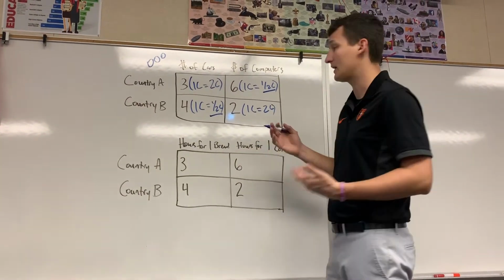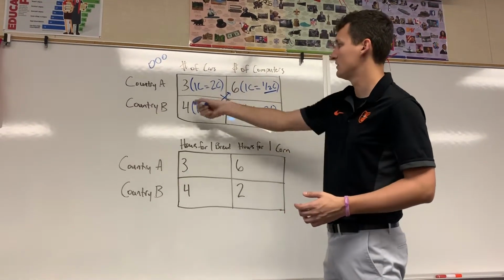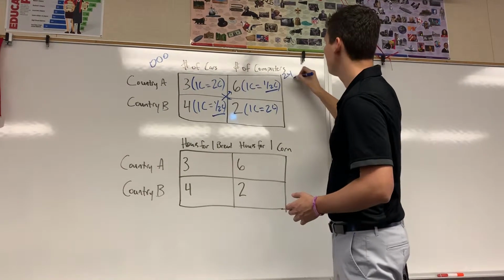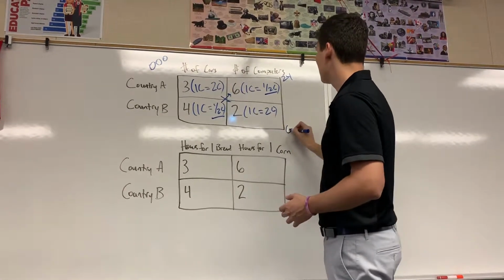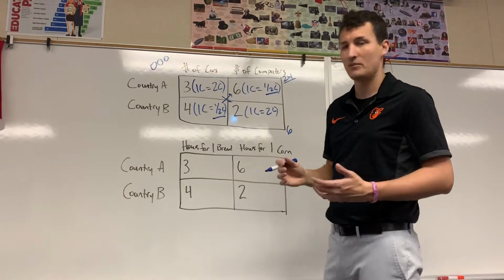Easy way to check and make sure we got the right answer, we can actually cross-multiply these two outputs. 4 times 6 gets us 24. 3 times 2 gets us 6. We want to go with the larger number here, gets us our correct comparative advantage.